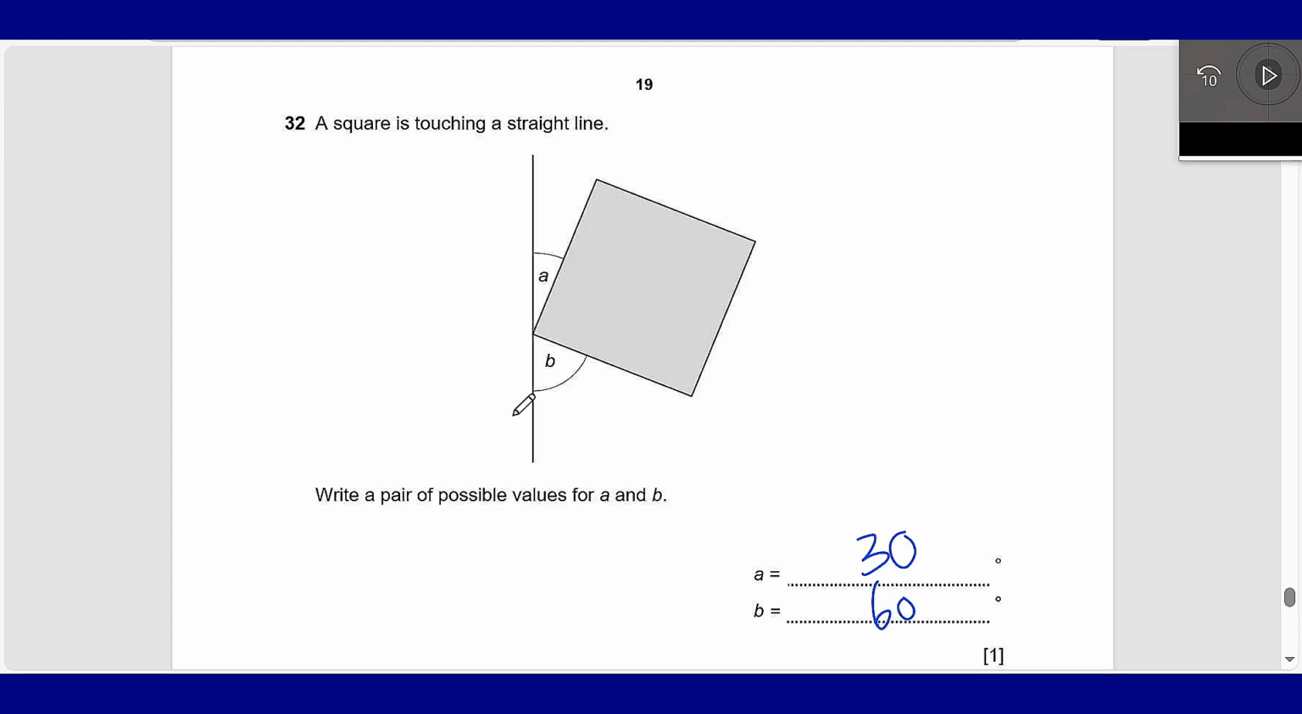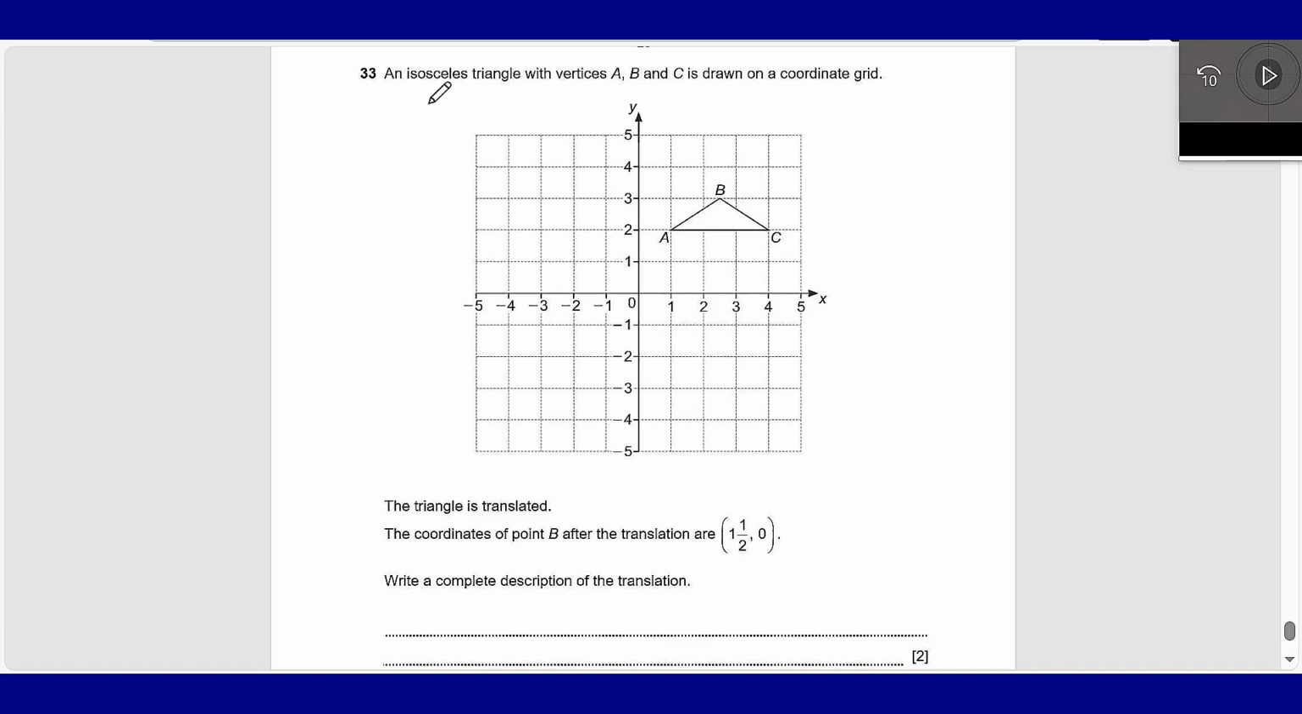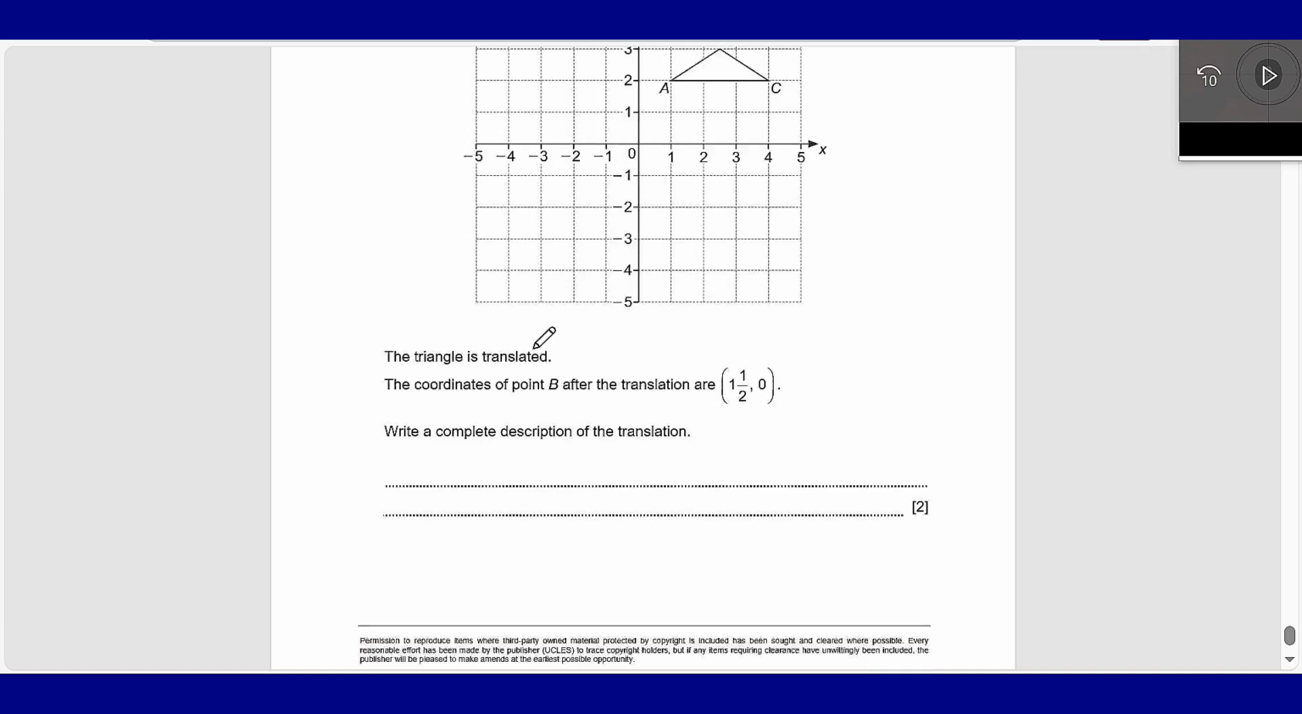How do we know it sums up to 90? Because a square has 90 and a straight line will sum up to 180. So A plus B will also sum up to 90, since 90 plus 90 will be equals to 180. Because angles that form a straight line should be 180 degrees. Let's move on. Okay guys, 33, our last question for today.